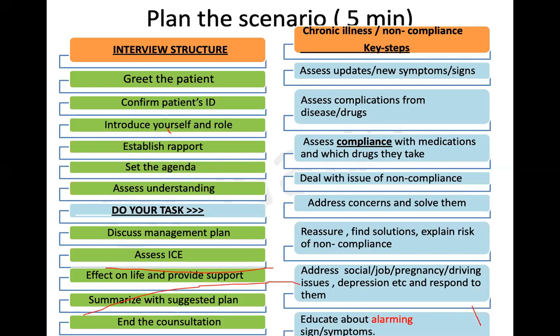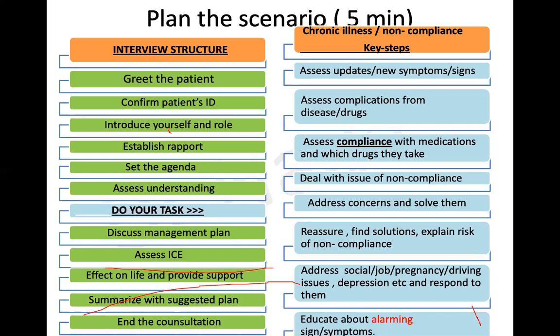The management plan includes medication or surgery or physiotherapy or multidisciplinary team or occupational therapy or whatever, okay? For example, chemo, radio, contacting social services, all that is within your management plan.